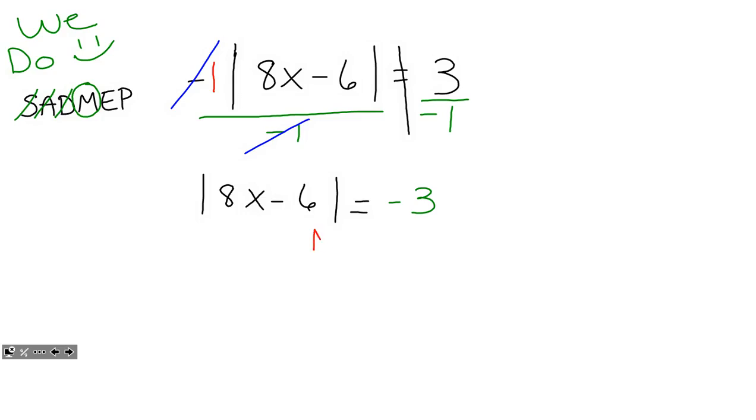It is no solution, okay? Because absolute value cannot be negative. This is a negative 3, so this is no solution. We cannot go any further on this problem.